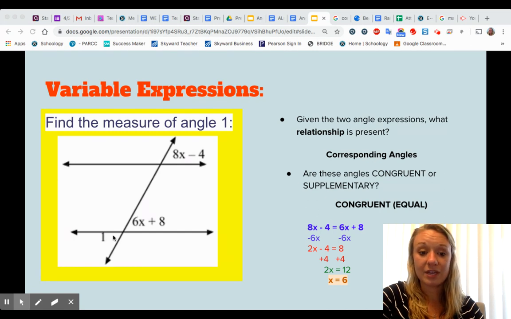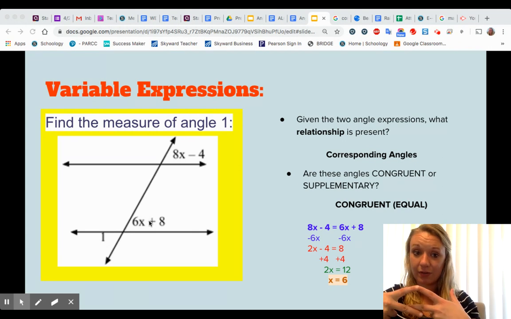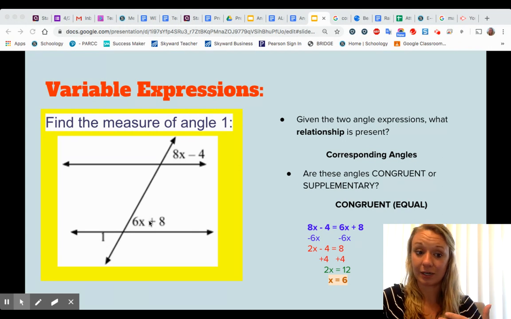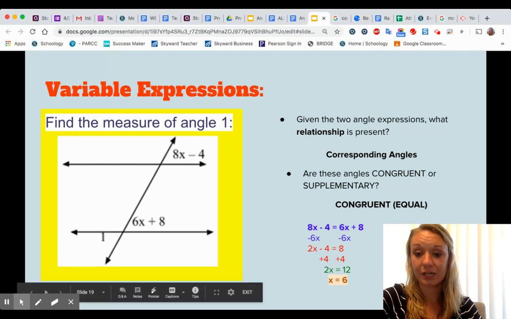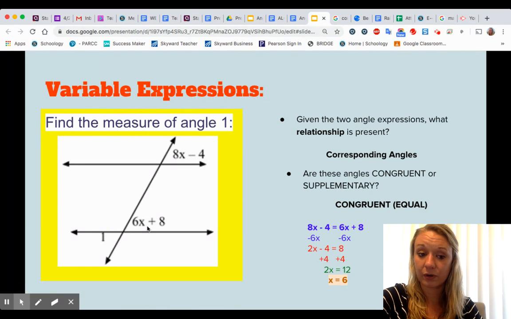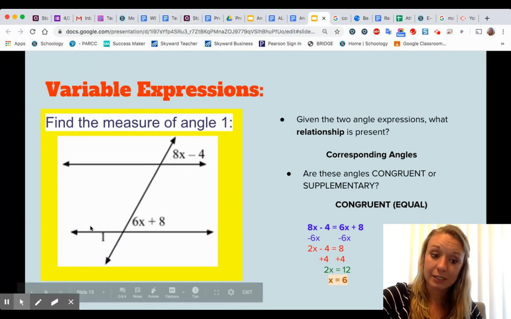Well, we know that these two angles here, angle 1 and 6x plus 8, are actually equal. They're vertical angles. They're across from one another. Because they're equal, you can just plug in x as 6 for the 6x plus 8, and whatever that angle measure is, that'll be the same as angle 1 because they're vertical and they're congruent. When I did that, instead of 6x plus 8, I removed my x and I substituted a 6. 36 plus 8 gave me 44. So because this expression gave me a value of 44, it's congruent to angle 1 because it's vertical, so that's also 44.